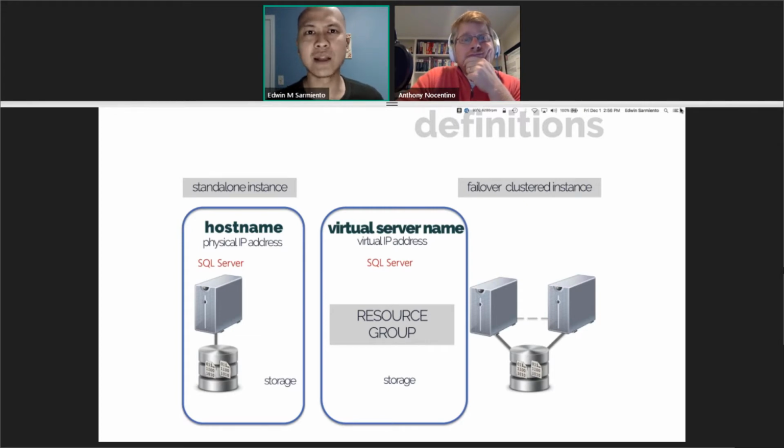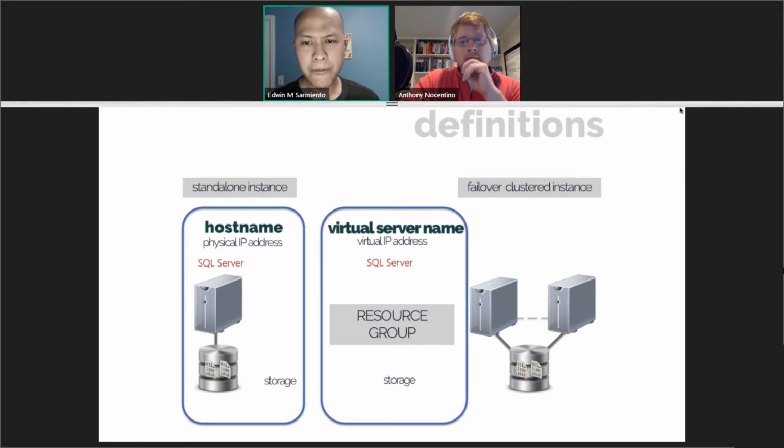So for instance, I can call the database server Server 1, but my host name could be called Server A and the node on the right Server B. The client application doesn't really need to know if the SQL Server service is running on Server A or running on Server B. All it needs to know is that it could connect to the database using the virtual server name. It's a floating name that could move between any of the nodes within the failover cluster.